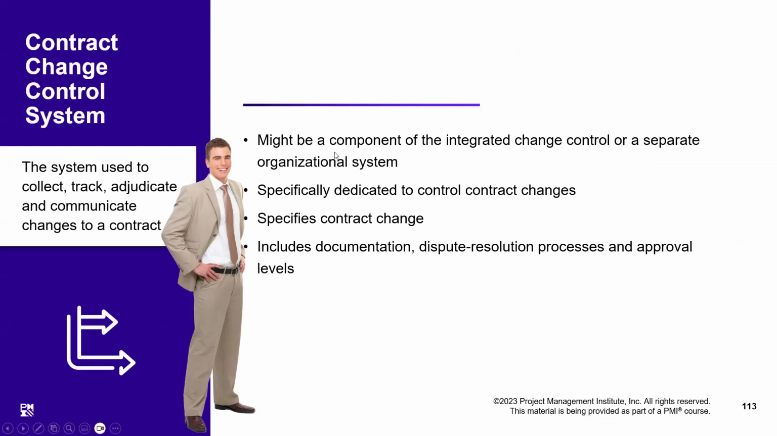It might be a component of the integrated change control or a separate organization system, this contract change control system, specifically dedicated to controlling contractual changes. It specifies the contract change and it includes the necessary documentation, dispute resolution processes, and approval levels. So they all have to be defined explicitly in the contract.